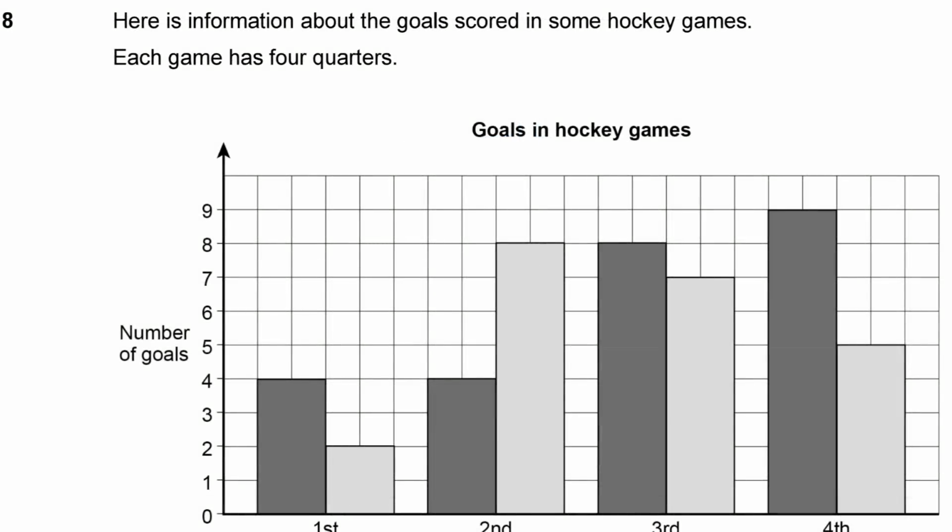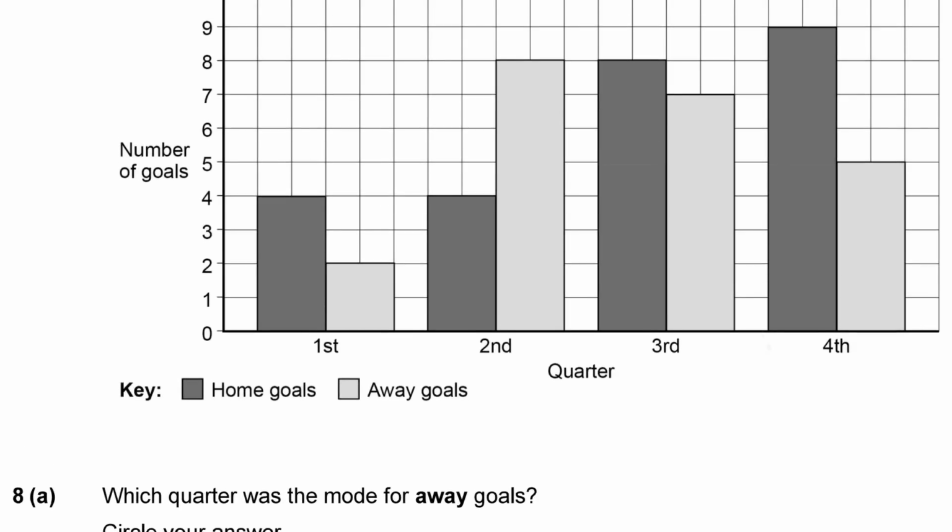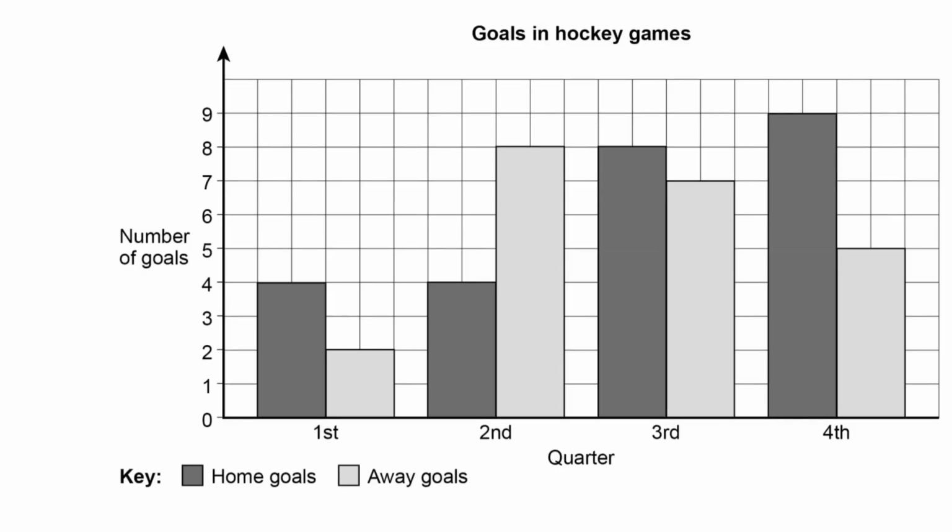Question 8. Here is some information about the goals scored in some hockey games. Each game has 4 quarters. So we can see there's the first, second, third, fourth quarter on display. The darker bars are home goals and the lighter bars are away goals. Which quarter has the mode for the away goals? So mode is most, and the light bars are the away goals. So the light bar is going to be the modal quarter for away goals. So that's that second quarter there.